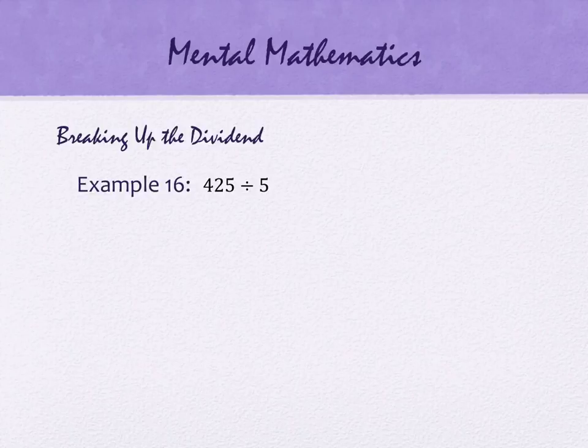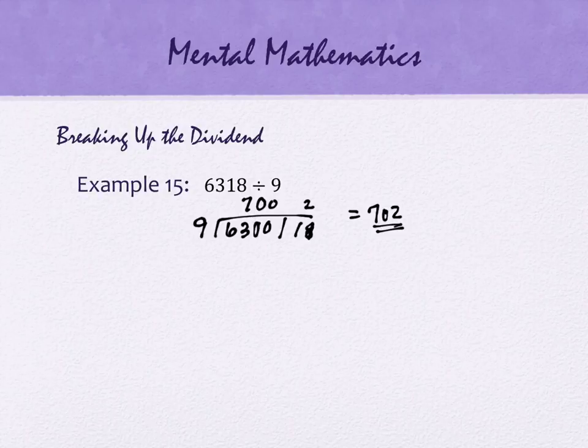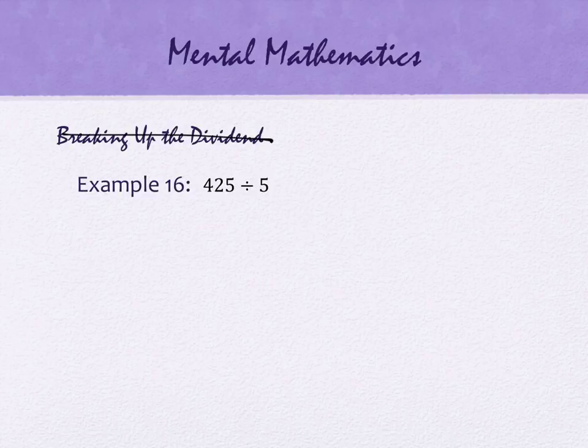This is a very similar one. It actually doesn't have the right title on my screen. It should say using compatible numbers, although it goes along very well with breaking up the dividend. On the last one, what we did is we took 6,318 and we divided it into 63 and the 18, basically. We wrote 63 with the hundreds on it and the 18 with the other. So this is the idea here as well. We're going to take the 425 and write it as the 400 and the 25.